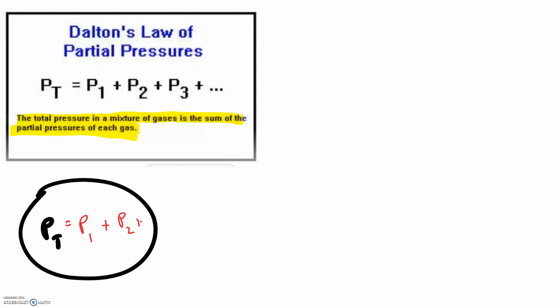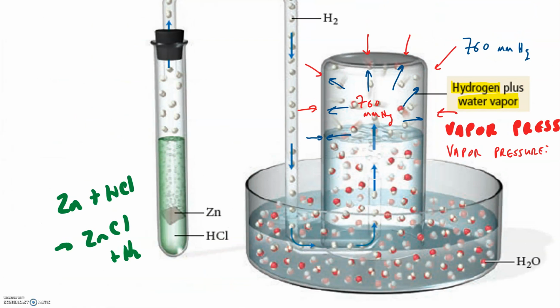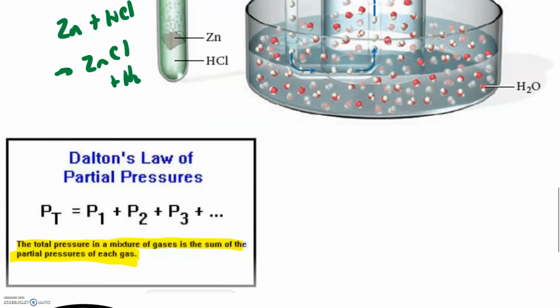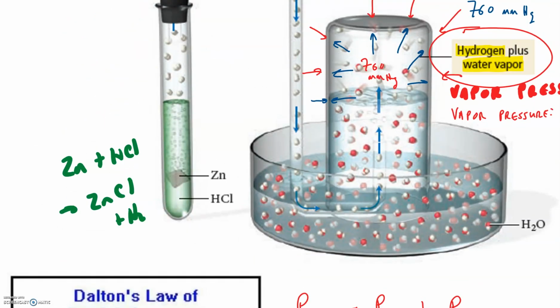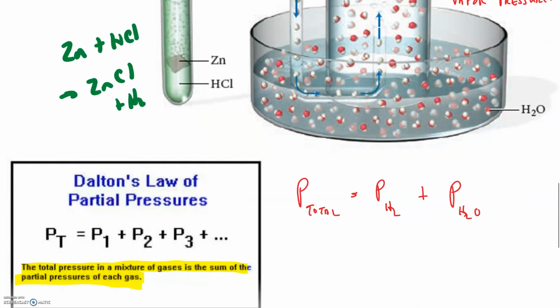This will be in our trap or whatever. So if we know that in this water trap, the space above the trap contains both hydrogen and water vapor, that means that in this case, the total pressure inside the trap is equal to the partial pressure of the hydrogen plus the partial pressure of the water vapor. And because we know that the outside air pressure in the room is 760 millimeters of mercury, that means that the pressure inside the trap has also got to be 760 millimeters of mercury.